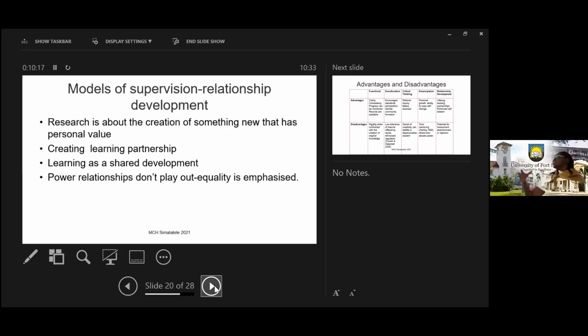So when you're supervising using a relationship model, yours is to take the student from that point where the problem means something to them, to the creation of knowledge that would provide solutions to that area that they're passionate about, okay? Because learning is a shared development. And of course, in this particular model, power relationships are very important. This is where we talked about conflict management, right? Really important that when you are using this approach, you're able to manage conflict.